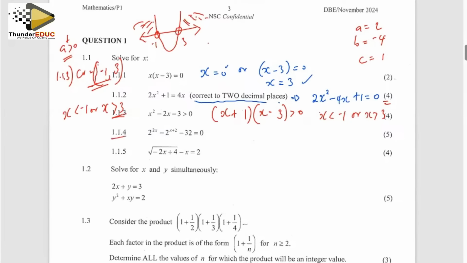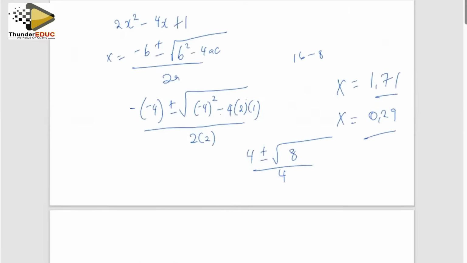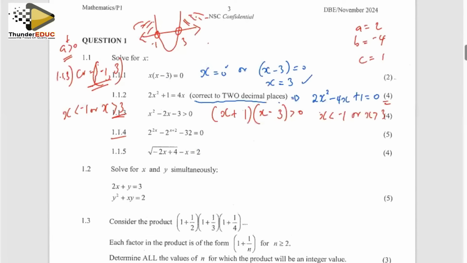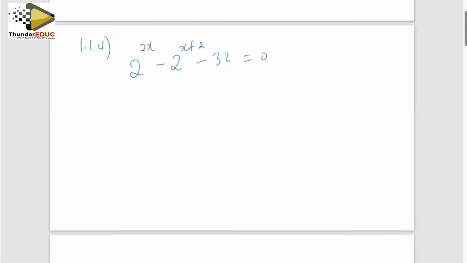Then 1.1.4, we have some exponents. And with these exponents, we have 2 to the 2x minus 2 to the x plus 2. Let me just use the blank page so that I have more space. So this is 1.1.4: 2 to the 2x minus 2 to the x plus 2 minus 32 is equal to 0. We confirm that it's a plus, minus, plus. Good.